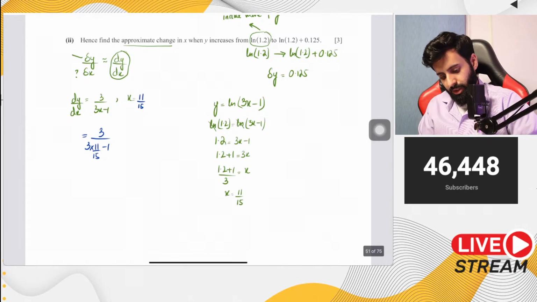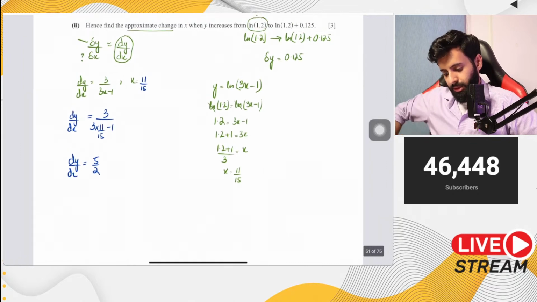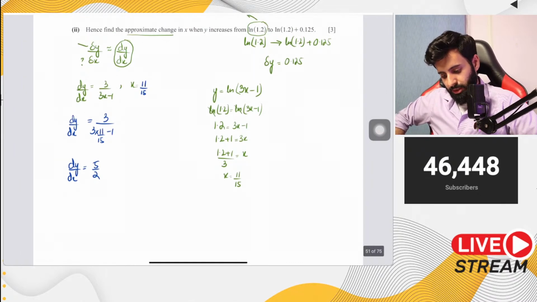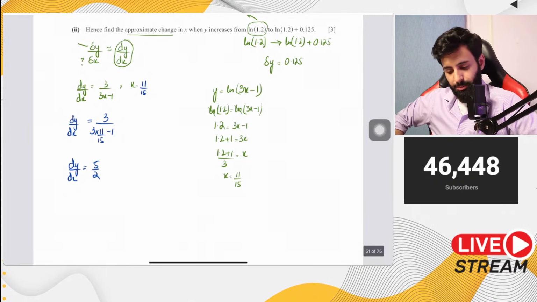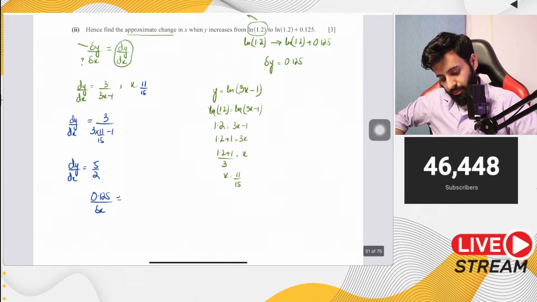So dy by dx is equal to what? dy by dx is equal to 5 upon 2. Now if dy by dx is equal to 5 upon 2, this was the only missing piece of the puzzle. Now we have everything to find the small change in x. So we have the small change in y, which is 0.125. The small change in x is what we are supposed to find out, is approximately equal to 5 upon 2.